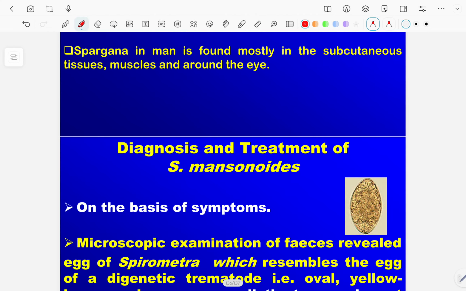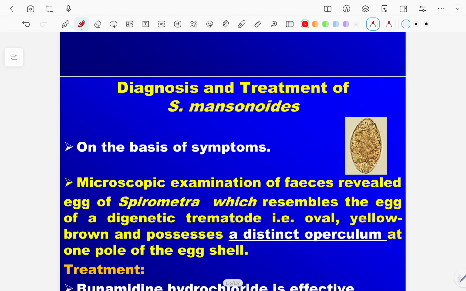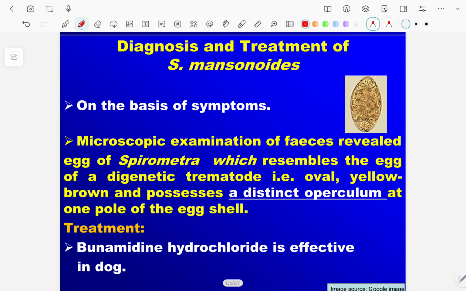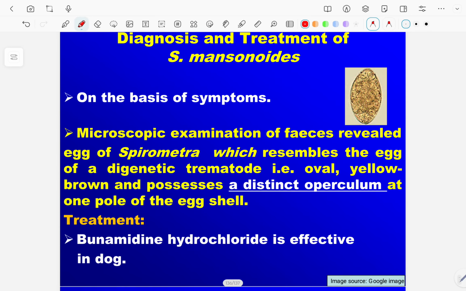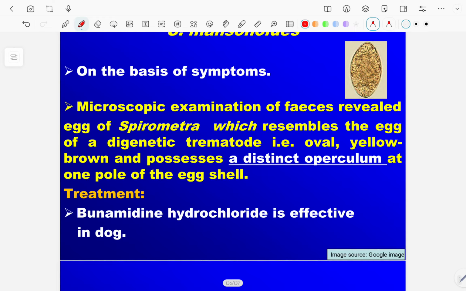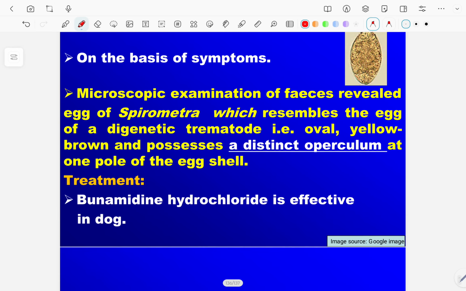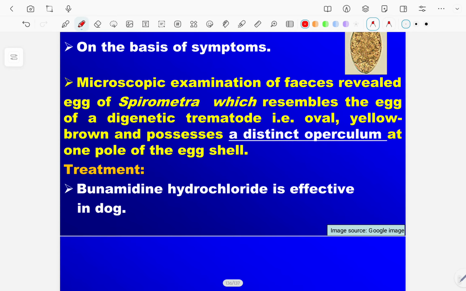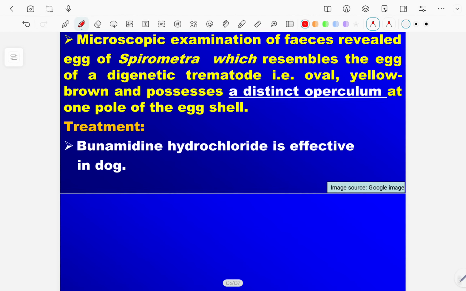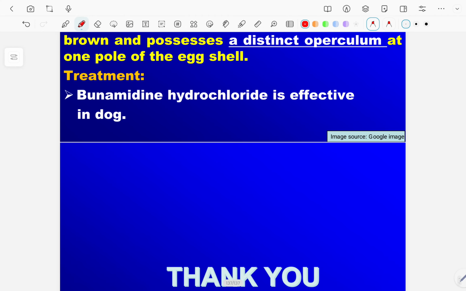Diagnosis and treatment of S. mansoni. Diagnosis is on the basis of symptoms. Microscopic examination of feces reveals eggs of Spirometra, which resemble the egg of a digenetic trematode, for example, oval, yellow-brown, and possessing a distinct operculum at one pole of the egg cell. Treatment: bunamidine hydrochloride is effective in dogs.